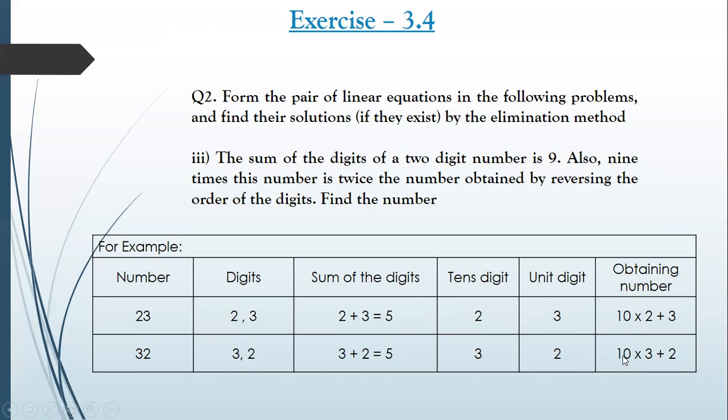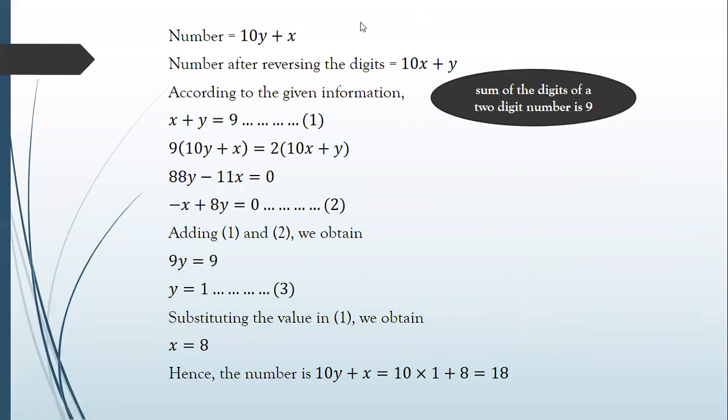So multiplying by 10 will differ. This is the concept for numbers. So we'll use that to find the equation. Here the number is 10y plus x if you're taking x as the unit and y as the tens. After reversing, these two will interchange. So 10x plus y. We get x plus y is 9 and minus x plus 8y is 0. These two are the equations.